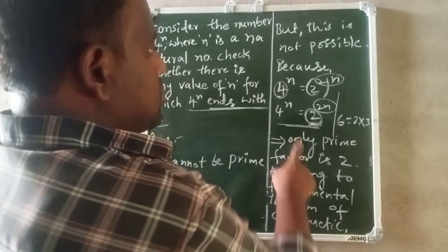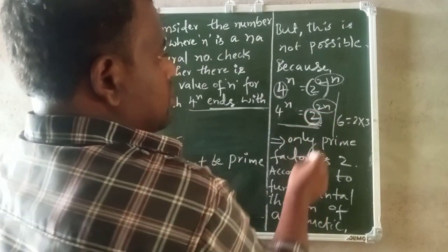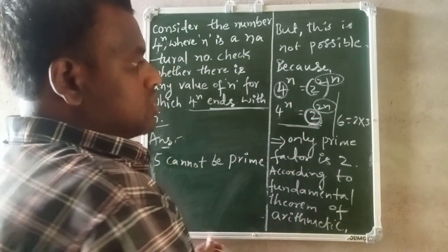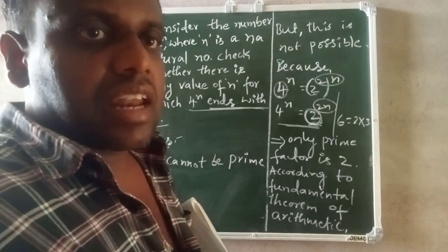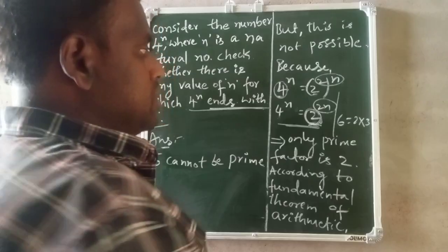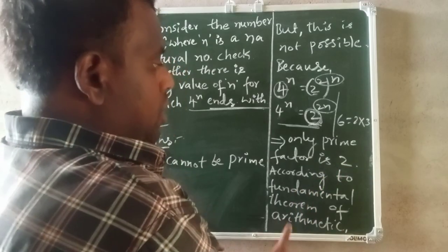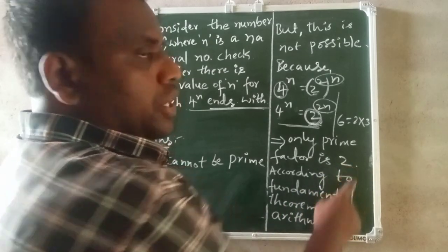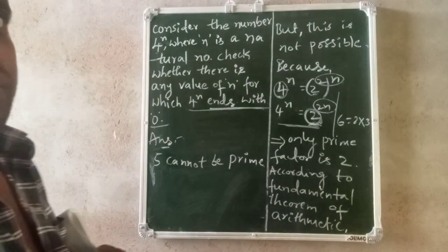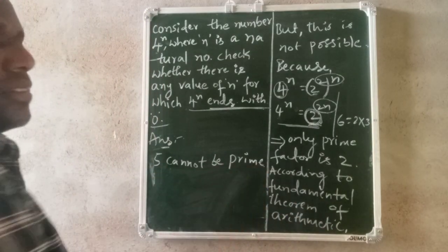So because of this equation, the only prime factor is 2, and this theorem says prime factors cannot be changed. There is only one way of writing. So that means, according to this theorem, only 2 can be the prime factor. This 5 cannot be prime. So according to this theorem, we can write like this.